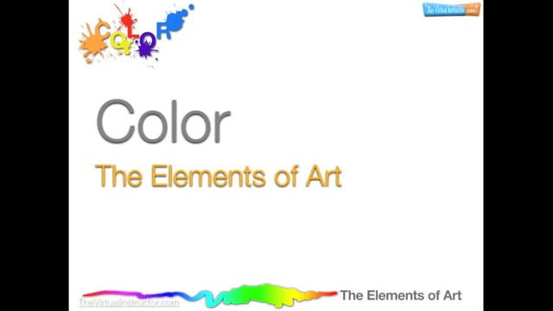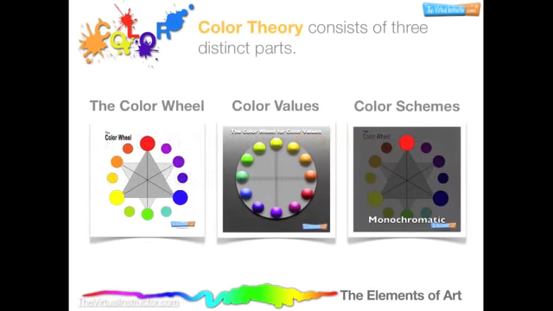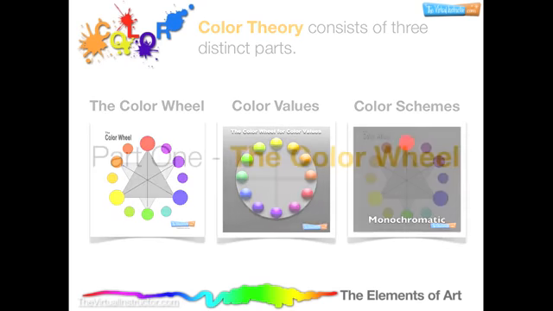Color is one of the 7 elements of art. In terms of art, color refers to reflected light. Light from the color spectrum comes down and reflects off of objects. The colors that we see are reflected, while all other colors of the color spectrum are absorbed. Color theory consists of 3 distinct parts: the color wheel, color values, and color schemes.